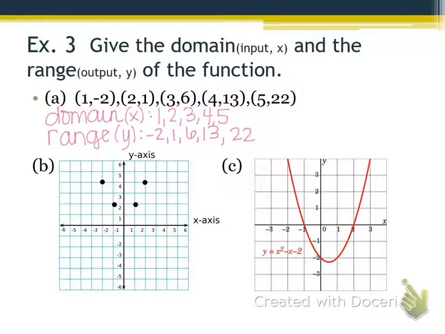So again, all of the y values are the range. And these are already in order from least to greatest. Okay, so that one's pretty easy. If I give you ordered pairs, the x values are my domain, the y values are my range. But what happens when we start moving on to graphs? If you look at letter B, there's not a line, there's not a parabola, there's not a circle. There are 4 points. So here's what we're going to do. We're going to find the ordered pairs of those 4 points, and then we'll be able to easily give the domain and the range.